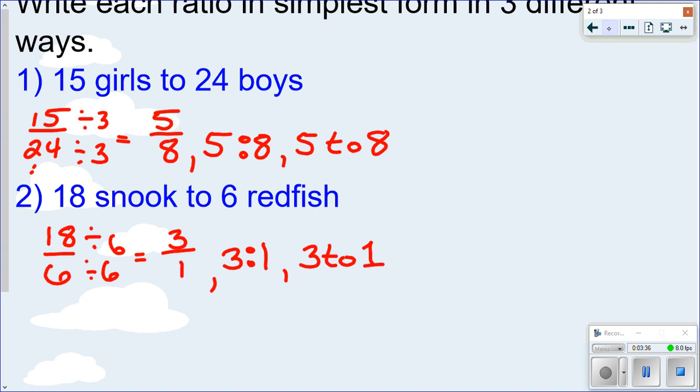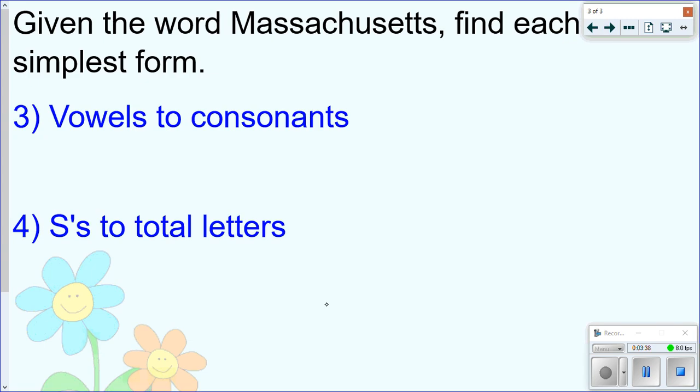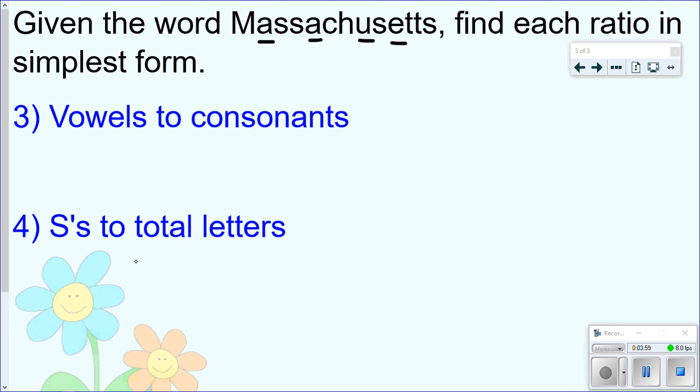All right. So again, ratios are a pretty simple thing. So given the word Massachusetts, find each ratio in simplest form. So vowels to consonants. Vowels are A, E, I, O, and U. So here's a vowel, here's another one, and there's one, and there. So there are 4 vowels. And all the remaining letters are consonants.